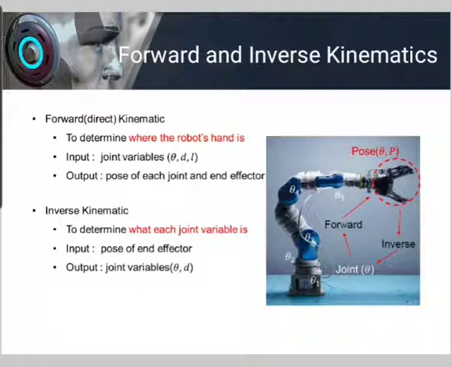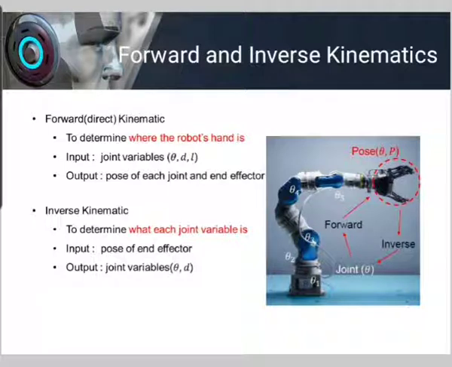Next point is forward and inverse kinematics. Forward kinematics refers to the use of the kinematic equations of a robot to compute the position of the end effector from specified values for the joint parameters, and the reverse process, which computes the joint parameters that achieve a specified position of the end effector, is known as inverse kinematics.